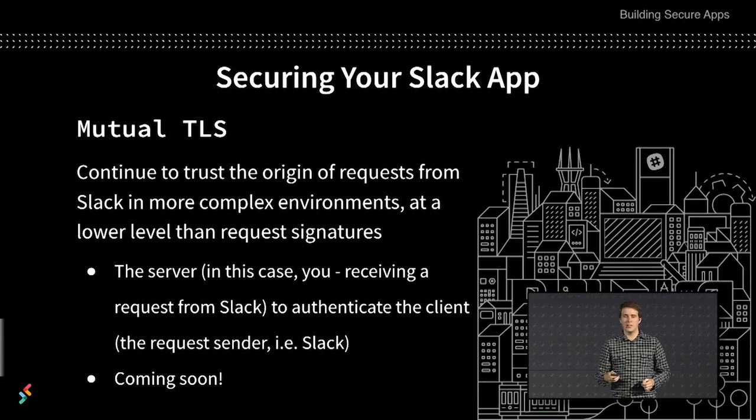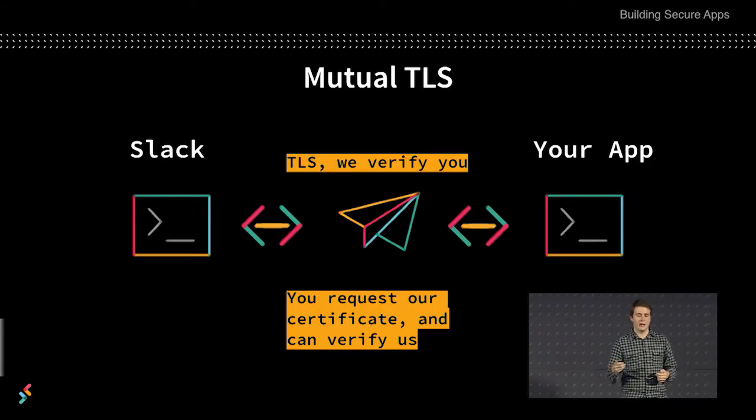So Slack will release a certificate signed by a certificate authority. You can set your infrastructure up to mandate certificate checking, so we have mutual authentication now. So right now, we authenticate you. With mutual TLS, you can authenticate us. So as we see here, Slack communicates with your app. We perform a verification. You request our certificate, and you make sure that before you even receive data, this connection is from Slack. So this offers additional security.